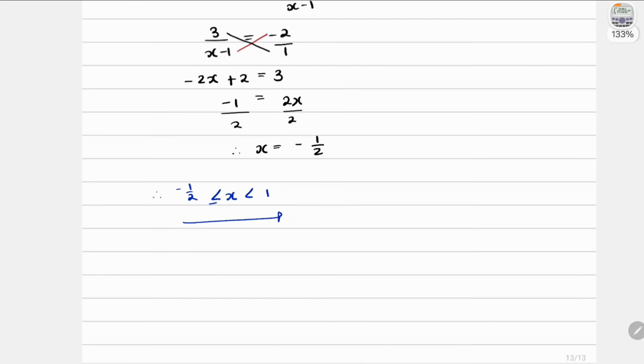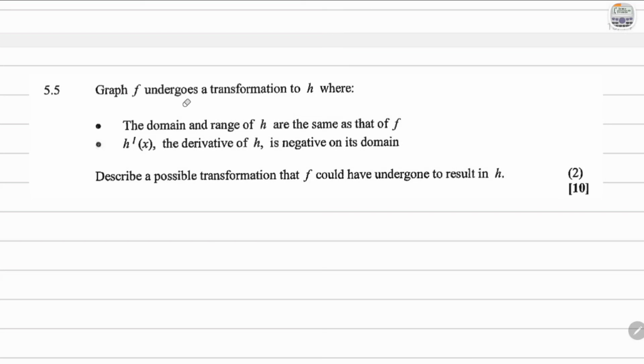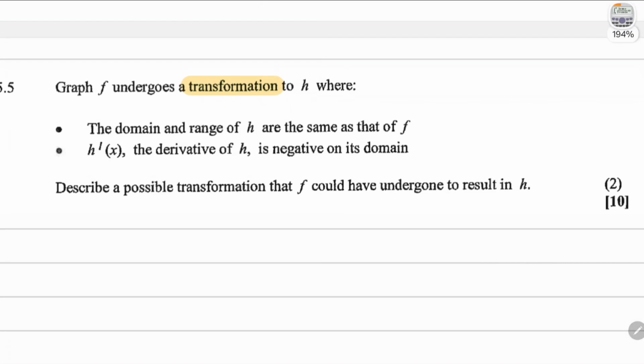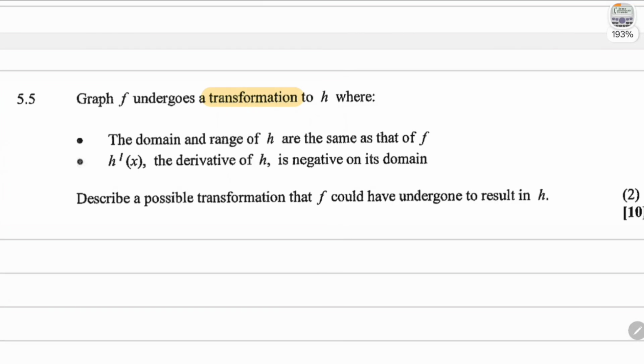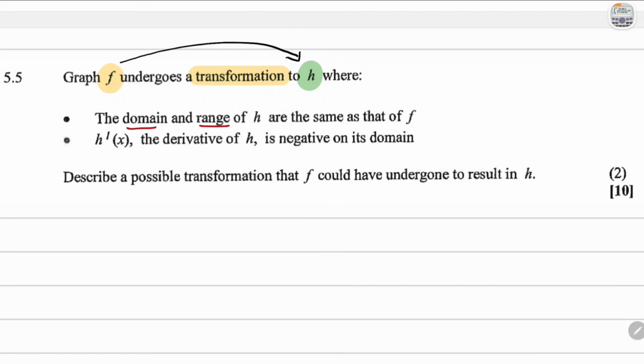Okay, moving on to the next question. Question 5.5 says, graph f undergoes a transformation. We don't know what happened to it. We don't know if it gets shifted up, down, or reflected, but it undergoes a transformation to h. So it becomes h. Then they tell us that the domain and range of h are the same as that of f. So sure, it gets transformed from f to h, but the domain and range don't change. Okay, that is an interesting point. Domain and range stay exactly the same.